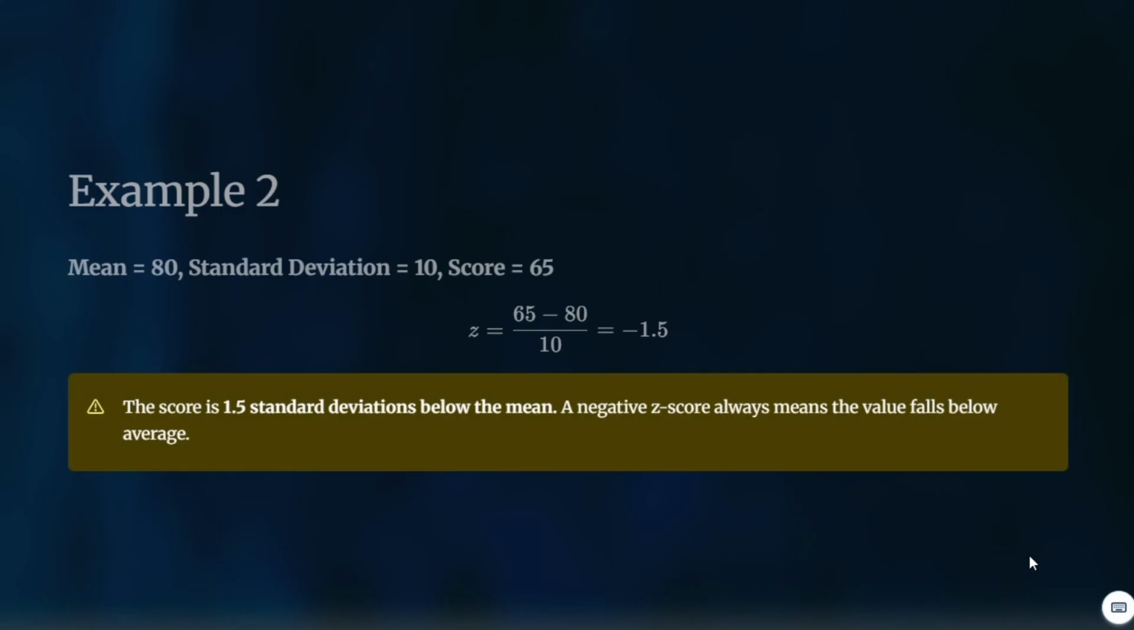Now, what if our student had a score of 65 and the mean is still 80, standard deviation is 10? In order to calculate the z-score, we'll apply the formula once again. That will be our x value 65 minus the mean of 80 divided by the standard deviation 10. So 65 minus 80 is negative 15 divided by 10 will be negative 1.5. The score is 1.5 standard deviations below the mean. A negative z-score always means the value falls below average.